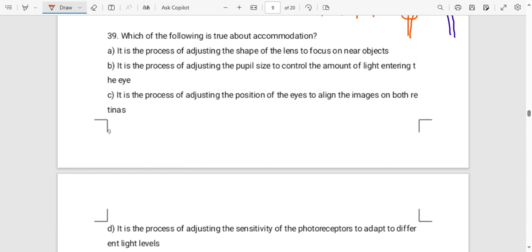Anyone that can help? So we have A and B. Let's start with the person that has picked A. Would you love to explain why you've picked A? It is a process of adjusting the shape of the lens to focus on near objects. Would you help explain why? Okay, how about the person that picked B? Would you like to explain? Okay, you can go on, please.